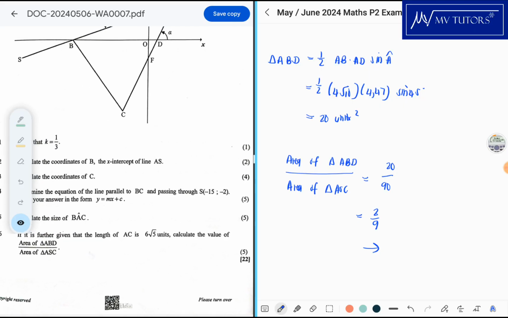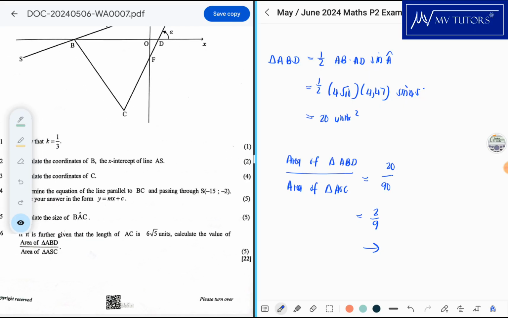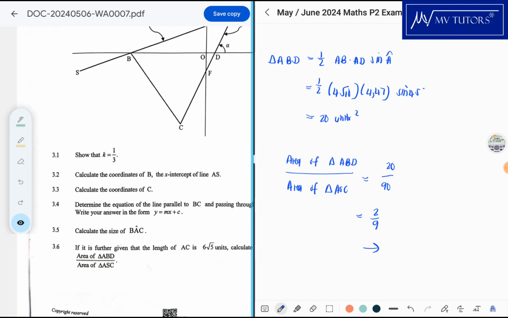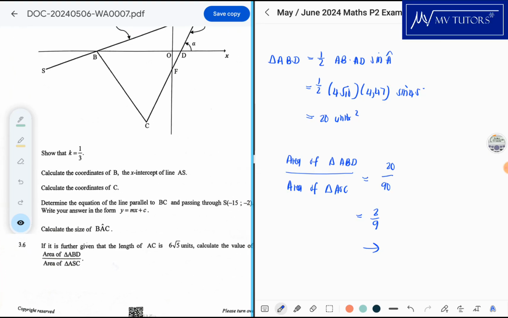My goodness, another 5 marks which we labored for. All right, catch you at question number 4. That's it with 3.